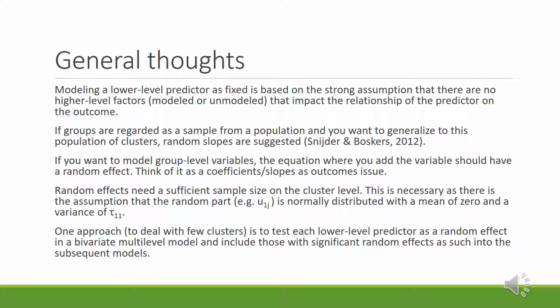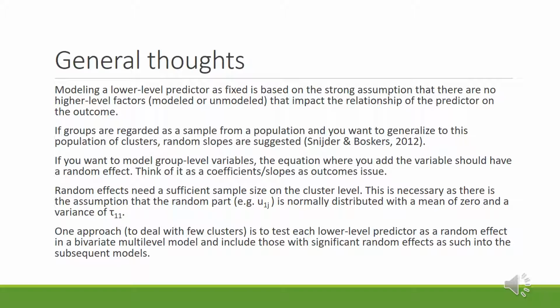Now there's one thing, and we talked about this earlier as well: random effects need a sufficient sample size on the cluster level, and the opinions vary on this. Snijders goes up to 50, sometimes up to 100, but this is based on the assumption that your random part is normally distributed with a mean of 0 and a variance of tau 0,0, or tau 1,1 in this case, actually. And so you can't have a distribution of just 3 clusters or 5 clusters. It even gets hard with 10 to do well on this. And so there's an issue with the modeling.